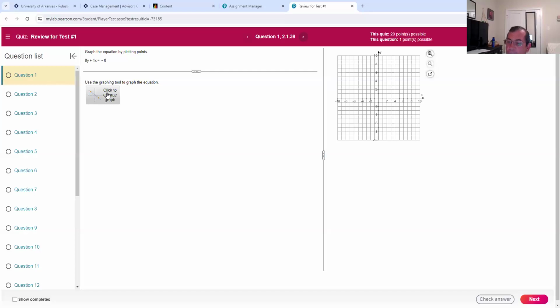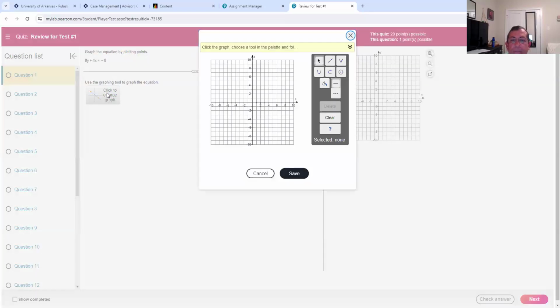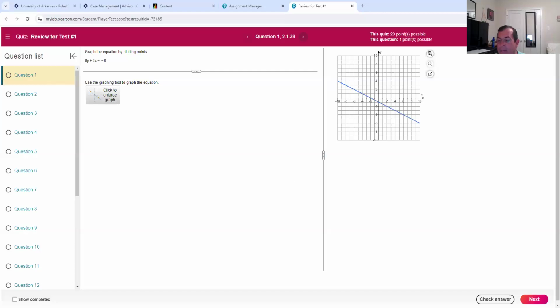So I'm going to click to enlarge my graphs. I'm going to choose my line tool. And then I'm going to plot my 2 points. I had 0, -1. So 0 on the x, go down to -1. Plot that point. And then my second point was 2, -2. So I'm going to go right 2 and then down 2. All right, y'all. So once you've got that graph plotted on there, you're just going to hit save and then go to your next question.